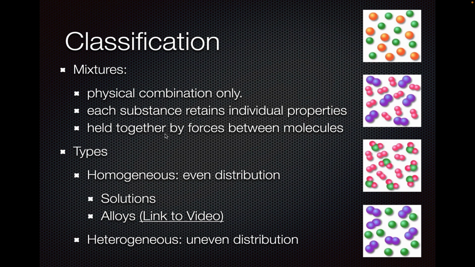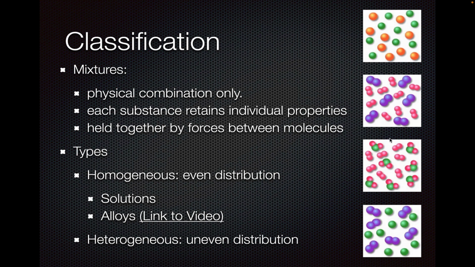We do have 2 types of mixtures. Homogeneous, that means we distribute them evenly. Things like solutions and alloys are your homogeneous mixtures. Solutions are anytime you dissolve something into water. Alloys are when you blend 2 or more metals together to make a new thing, like brass or bronze or stainless steel. Heterogeneous mixtures are uneven distribution. So anytime we blend things together that is not evenly distributed, that would be heterogeneous.